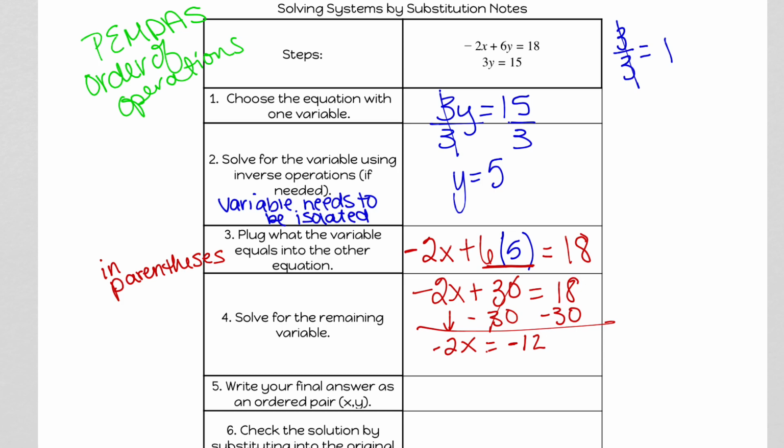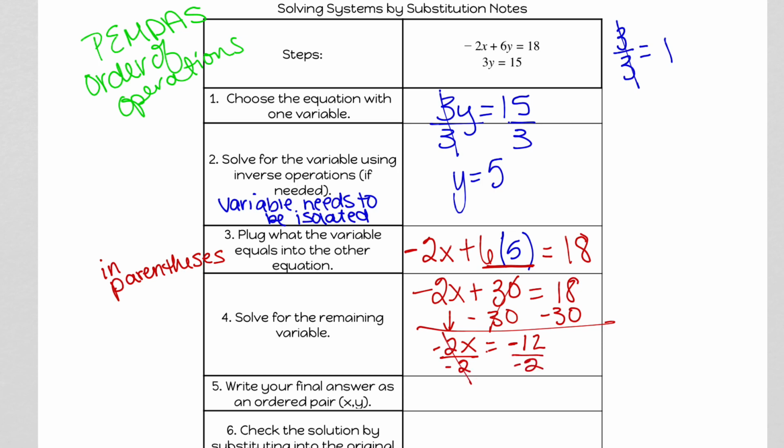And lastly, we're going to divide by negative 2, because remember, whenever we have a number and a variable, it's going to be multiplied together. Unless there's a sign between it, they're multiplied. And then we're going to divide by negative 2.